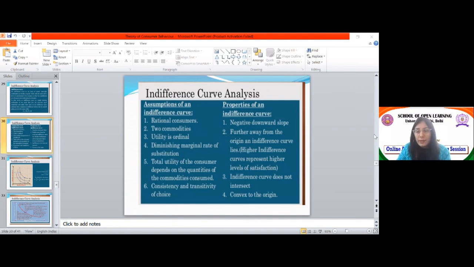I will repeat. The IC is tangent to the budget line. Where the IC is tangent to the budget line, that is definitely the consumer's optimal choice we are talking about. Sachin, okay, yes, the budget line is tangent to the IC curve.